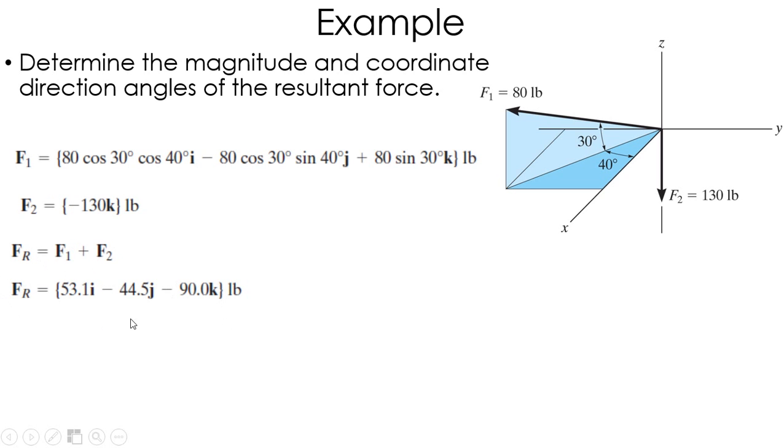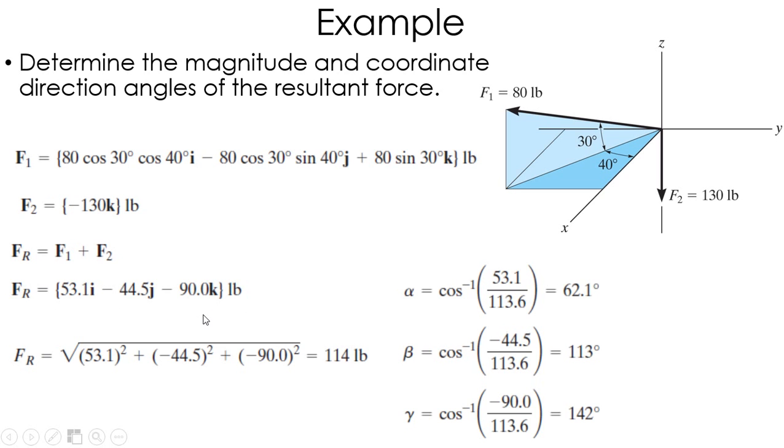And in fact, I prefer this sort of way of writing it. But the problem does ask for the magnitude and the coordinate direction angles. So moving forward, the magnitude is simply the square root of the sum of the squares. So 53.1 squared plus 44.5 squared plus 90 squared equals 114. That's the magnitude of the resultant of these two forces added together. Okay. Again, I prefer this sort of writing. This gives me a better idea of what direction things are going in.